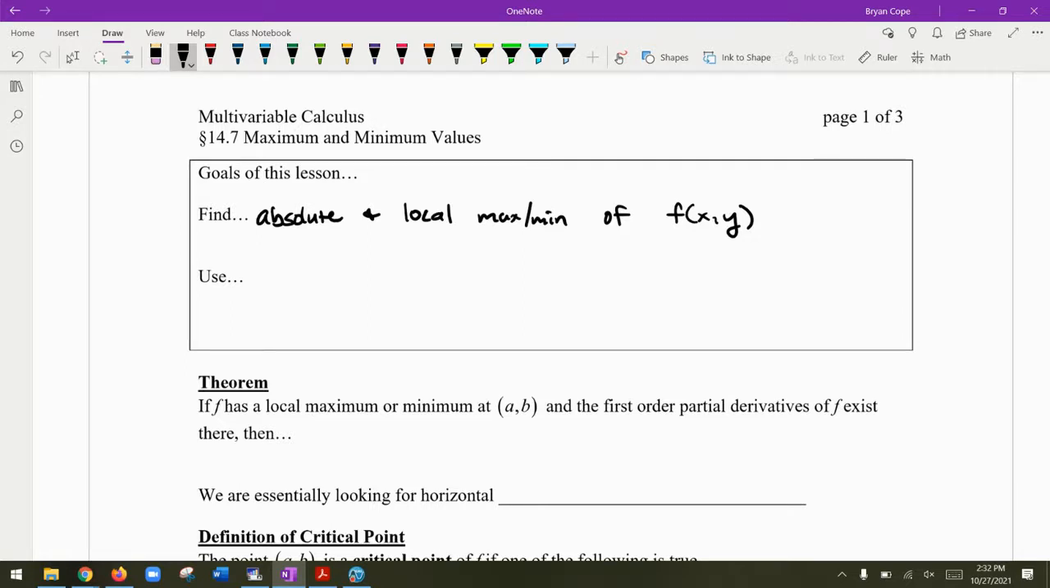If you wanted to do local maxes and mins, you'd use the second derivative test. You'd find a critical point, and then if the second derivative is positive or negative, that would help you know what's going on. Okay? In order to do that here, we're going to use what's called the second derivatives test.